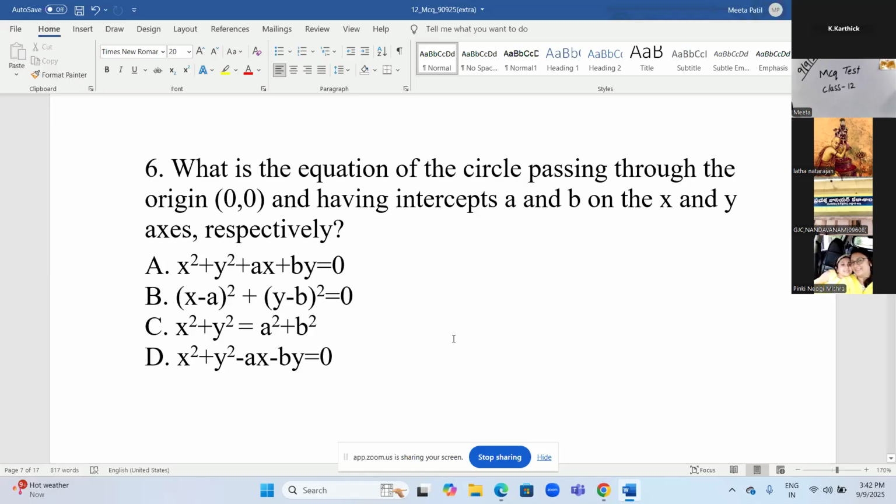So here you have the options as x square plus y square plus ax plus by is equal to 0, x minus a whole square plus y minus b whole square is equal to 0, and the C option is x square plus y square is equal to a square plus b square, and the option D is x square plus y square minus ax minus by is equal to 0.